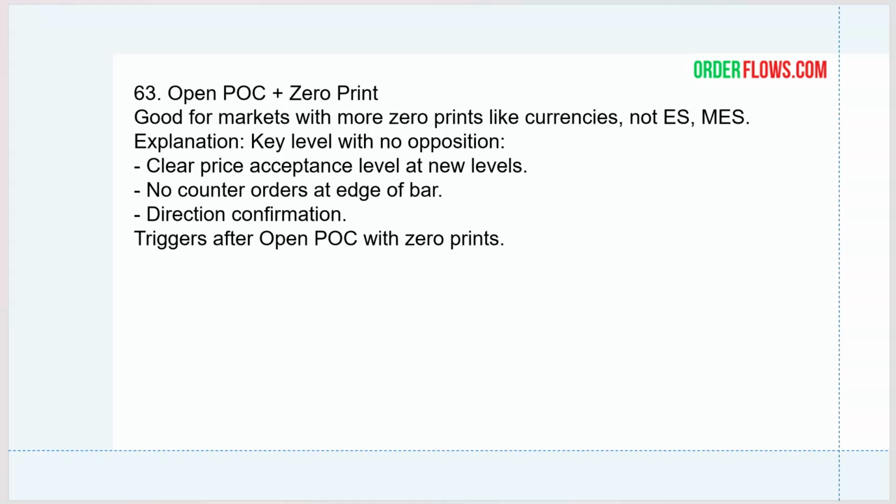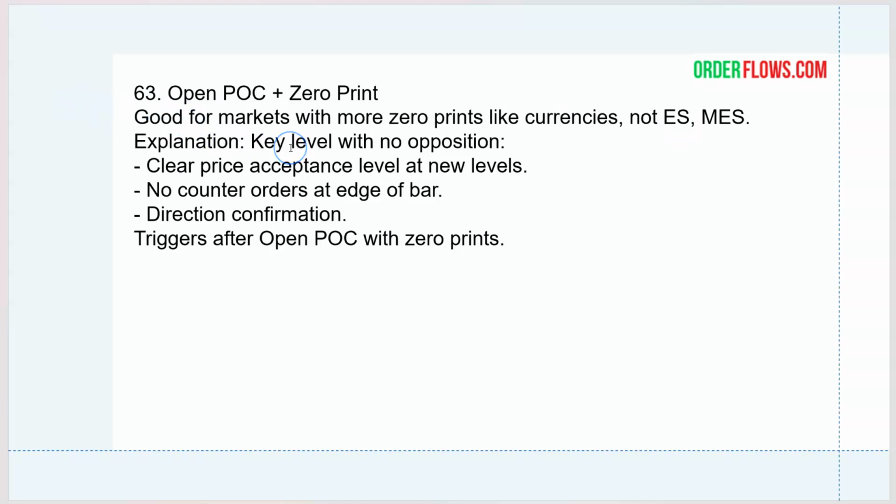Number 63 is open point of control and zero print. And it's going to be good for markets that have more zero prints, obviously, like currencies, and not necessarily for ES or MES, just because those markets trade a lot of volume, and volume is distributed pretty well in those markets. So you don't necessarily see a lot of zero prints, although there are going to be times where there are zero prints in those markets, but just be aware of that, okay?